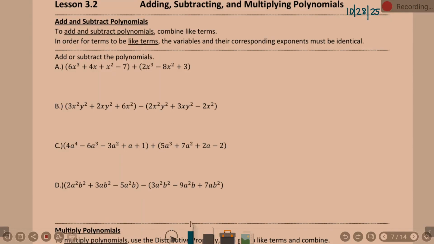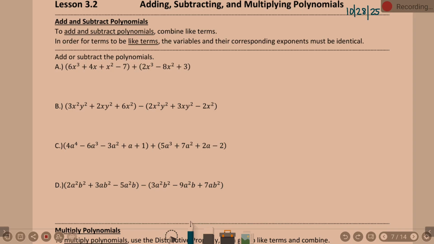In 3.1, we just kind of dove into what is a polynomial and all the details there. Today, we're reviewing. Add, subtract, multiply. All stuff you already know, we just got to review how to do it. Okay, so we're going to start with adding and subtracting polynomials.